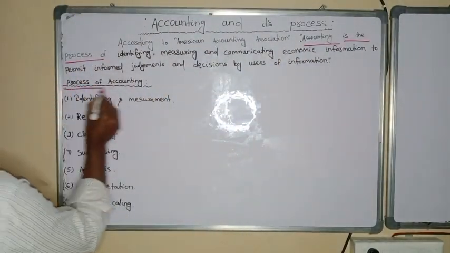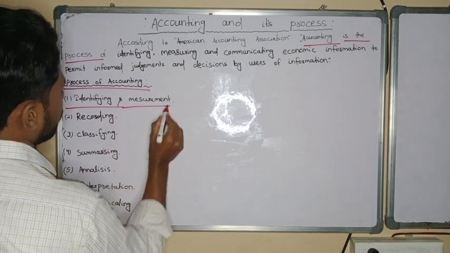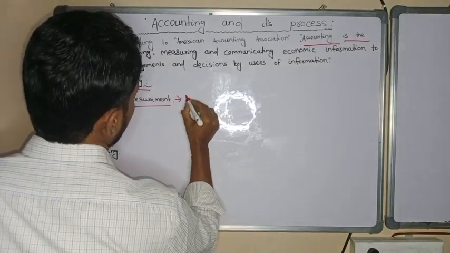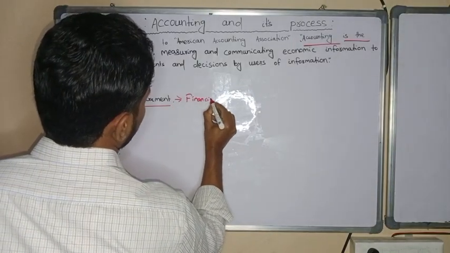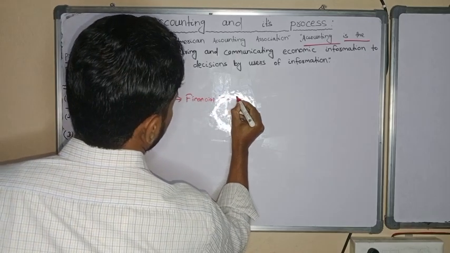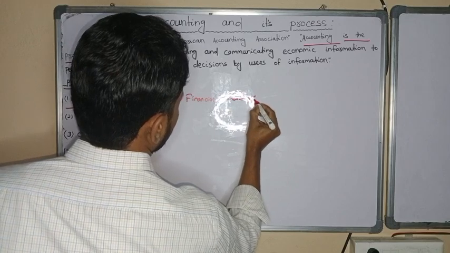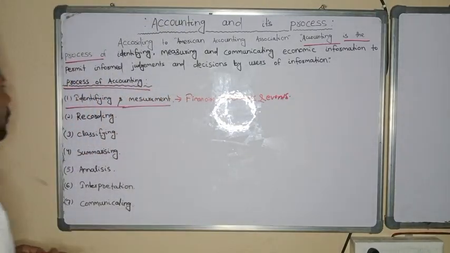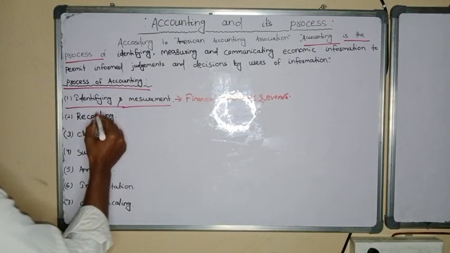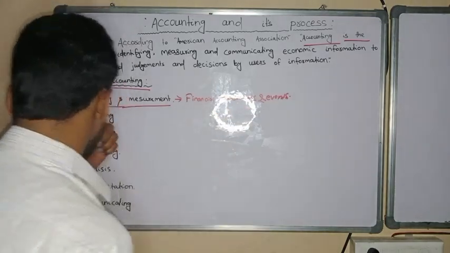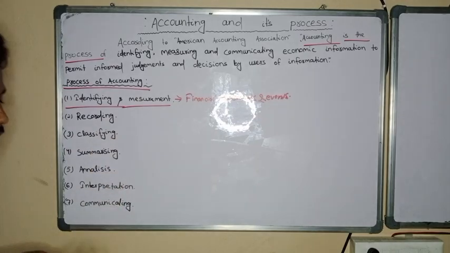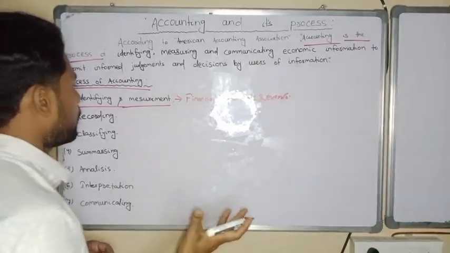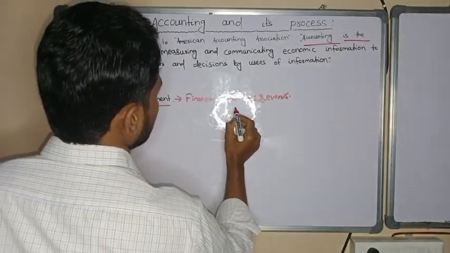Under the process of accounting, the first step is identifying and measurement of financial transactions and events. So the first step of accounting is identifying and measurement of financial transactions and events. What is identifying? Identifying means find out. And measurement means there should be a unit of measure of financial transactions and events.